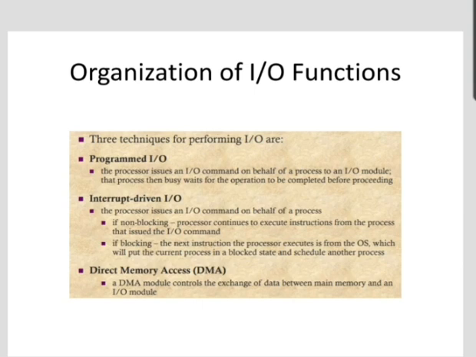In both programmed and interrupt-driven input-output, the CPU is responsible for either sending or receiving data. A slight increase in hardware enables an input-output device to transfer a block of data to and from memory without intervention of the CPU. This mode of interaction is called direct memory access, that is DMA. This module controls the exchange of data between main memory and the input-output module. So there are three commonly used input-output techniques: programmed input-output, interrupt-driven input-output, and direct memory access.